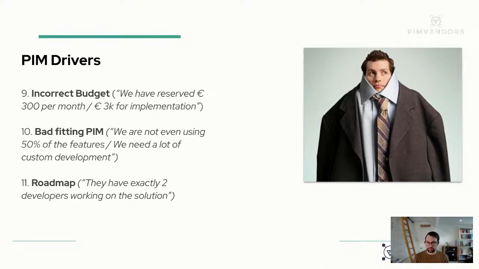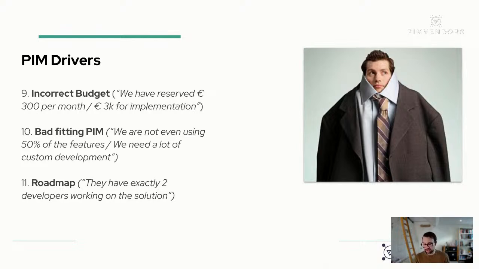You could have a bad fitting PIM. So that could be like the image on the side, where you have a bad fitting PIM that has basically too much complexity and all kinds of features that you're not using. Or it could be a too small PIM, or a PIM focused on the wrong vertical or a different vertical, which then leads to a lot of custom development and a lot of rework.